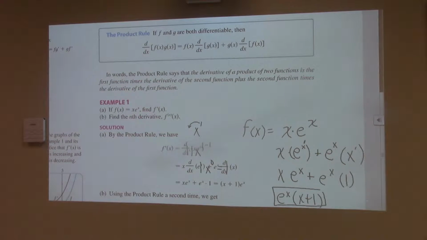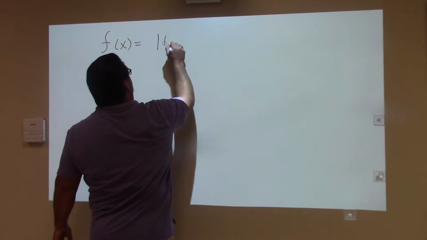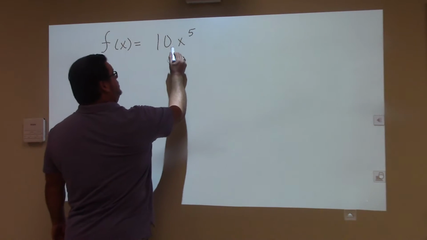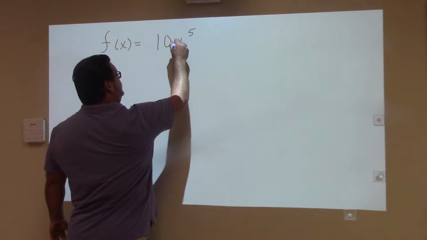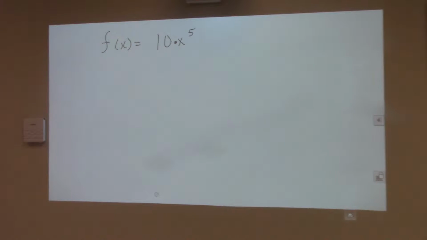Very important. So I'm going to go to my handy dandy whiteboard, and I'm going to give you a problem we just did. F of x is equal to 10x to the 5th power. Now, do we have multiplication in the middle here? Yes, Hubert. You could also do this by the power rule, but I want you to do it by the product rule. First times the derivative of the second plus the second times the derivative of the first. Then after you get that answer, I want you to do it by the power rule and see if you get the same answer. Should you? Yes.